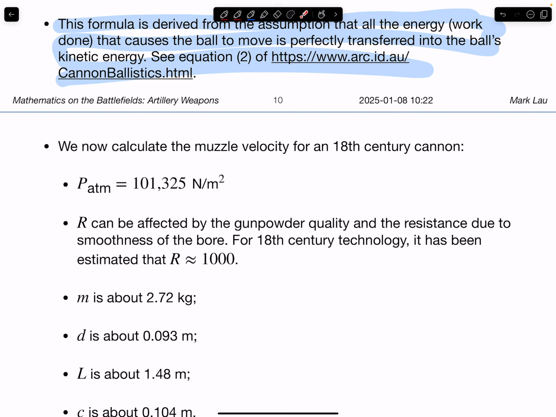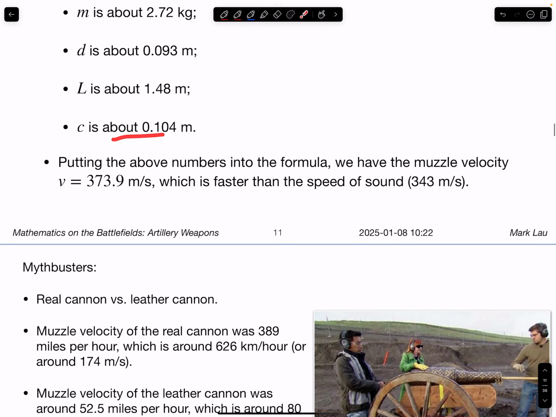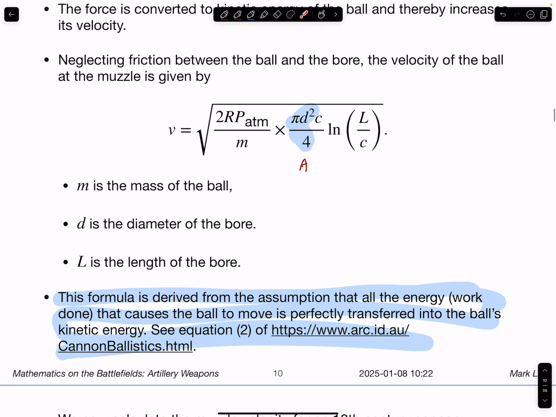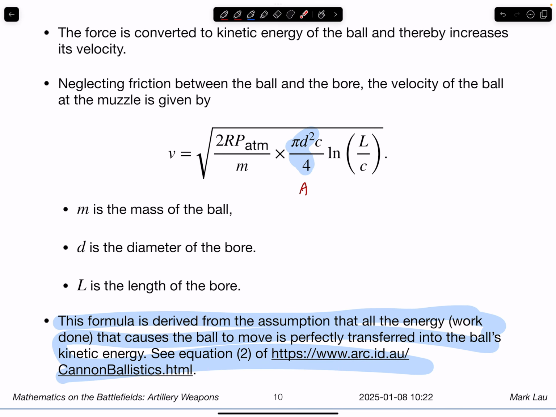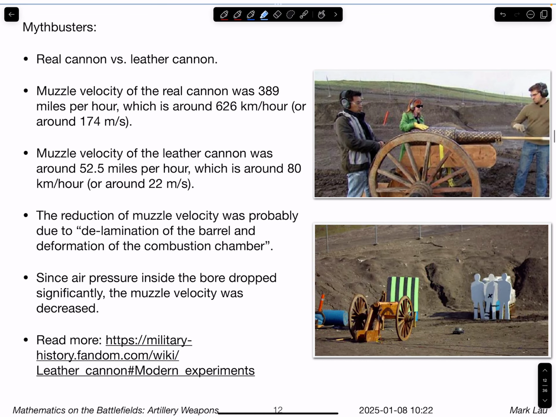So we now calculate the muzzle velocity for an 18th century cannon. Okay, this is just a worked example. We just have to input the values in the given equation. I have to memorize this. Okay. The next is Mythbusters, real cannon versus leather cannon. Okay. Muzzle velocity of the real cannon was 389 miles per hour. Muzzle velocity of the leather cannon was significantly lower.